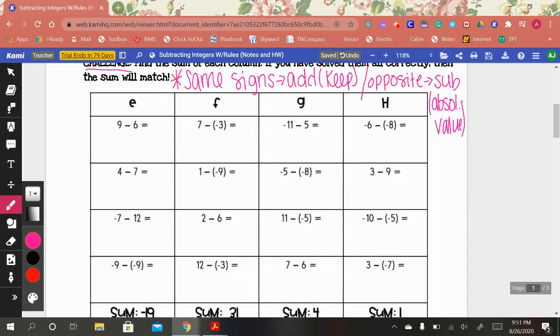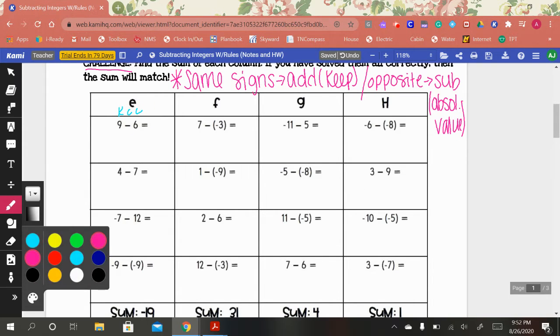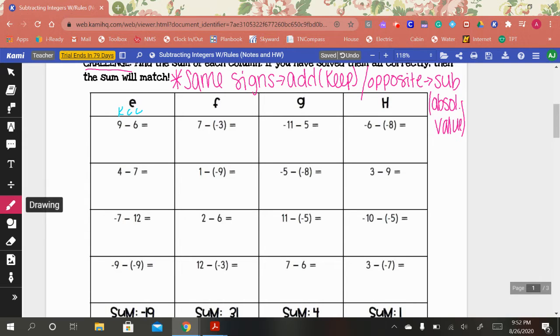All right, let's work on keep, change. For the first couple of problems, if you need to write KCC above each aspect of your subtraction problem, that is perfectly okay. This is your paper, your notes. You do it how you need to. But we're going to change this. Keep the first number. Change it from subtraction to addition. And from positive 6, we will now go to negative 6.